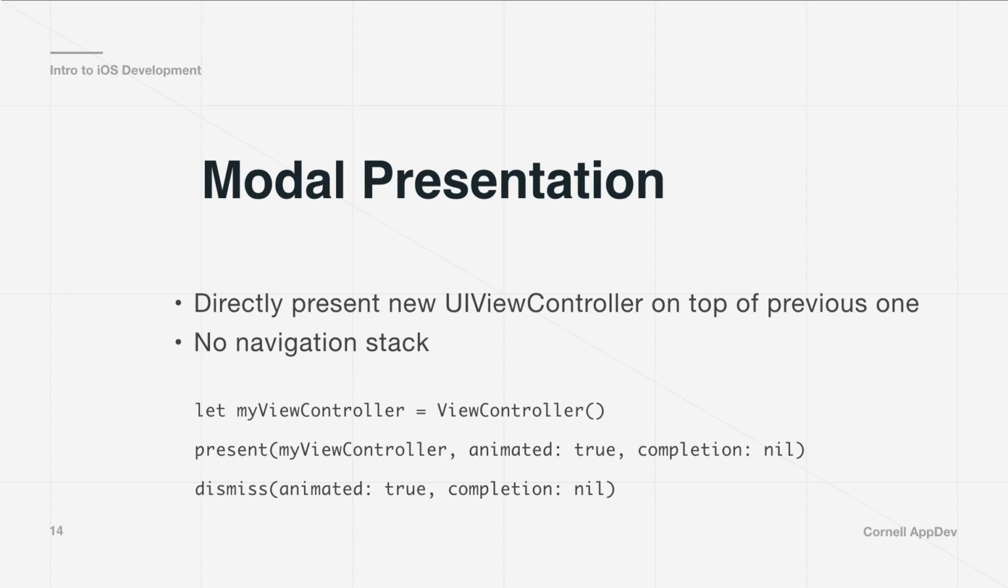So we can see here in code, if I make a view controller called my view controller, I can call present on the current view controller that I'm in, and it'll show this new my view controller, and it'll be animated. Completion is if you want something to happen as soon as the view controller is presented, you can specify it in some code there, but you don't have to worry about that for now. And then if you want to dismiss the current view controller back to the previous one, you can call dismiss, animated true, completion nil.